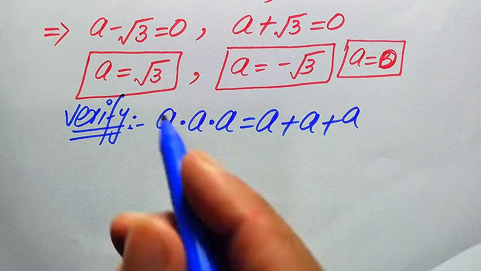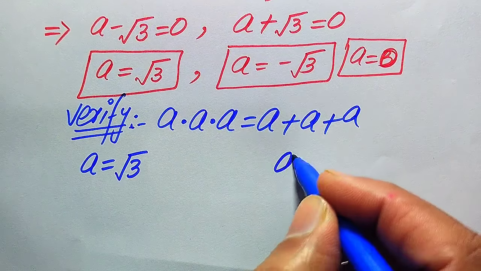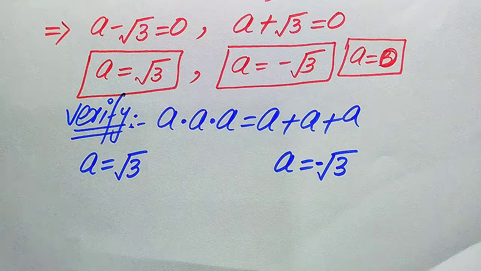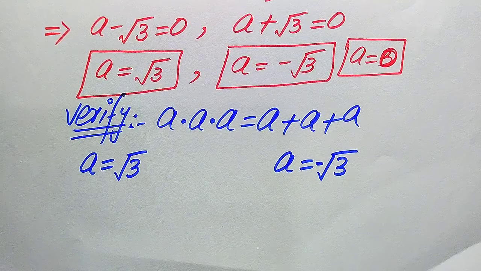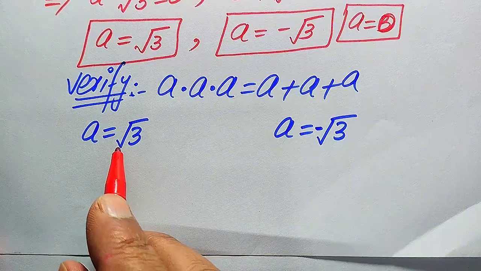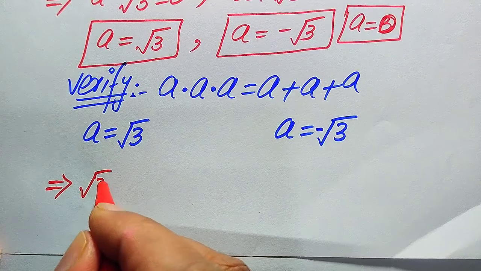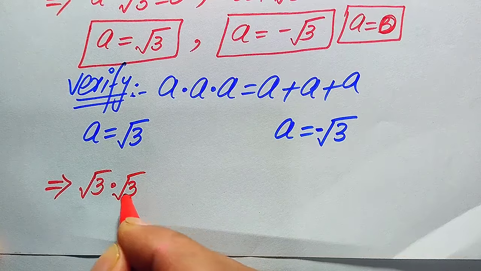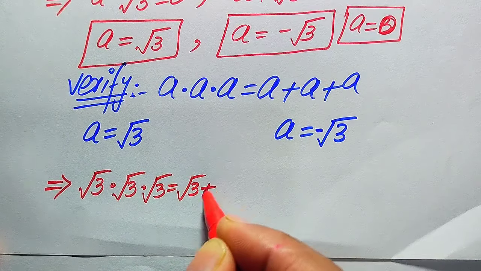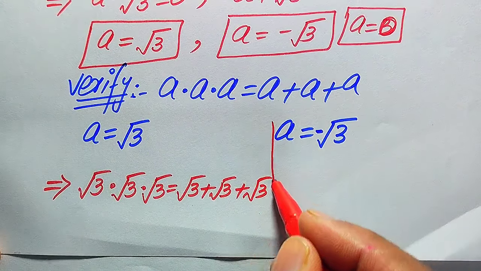And here on this side we will verify a is equals to square root of 3, and on this side we will verify a is equals to minus square root of 3. So first we verify these two roots of the given equation. Now when you put this value on both sides, it will be written as square root of 3 multiplied by square root of 3 multiplied by square root of 3 is equals to square root of 3 plus square root of 3 plus square root of 3.